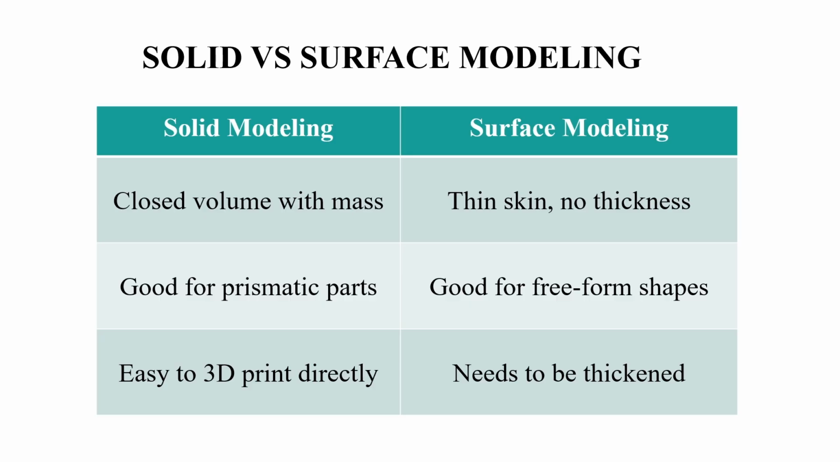And when it comes to solid modeling, they are very easy to 3D print since they have mass. We can directly go for 3D printing. But when it comes to surface modeling, after finishing the design, we should always add some thickness. Only after adding thickness can we go for manufacturing. Yeah. This is all about the theoretical part, what we should know when it comes to surface modeling.